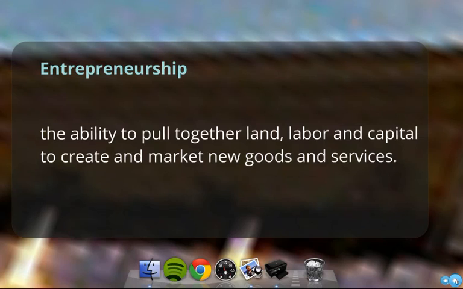So if you are a good entrepreneur, you can pretty much turn any land, labor, and capital into a money-making scheme.